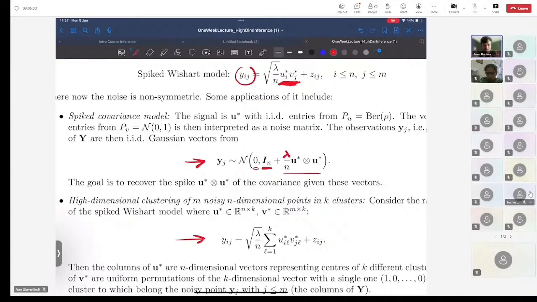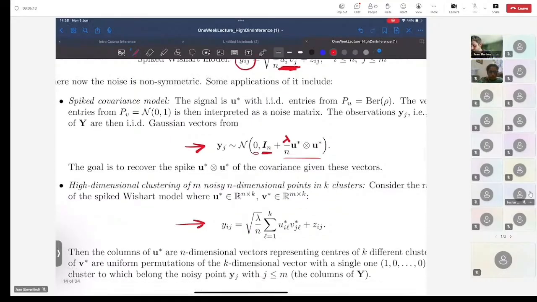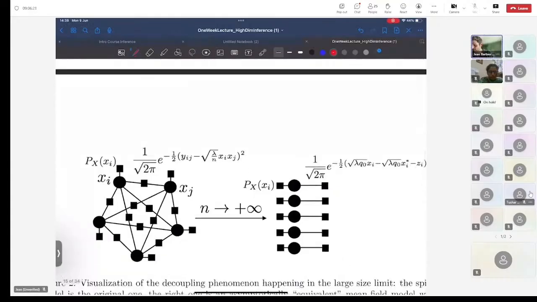So I hope I convinced you that the Spike-Wigner model is interesting. It's a very general model, and depending on the choice of the prior distribution for the signal, you will model this or that specific problem. There are many other applications.